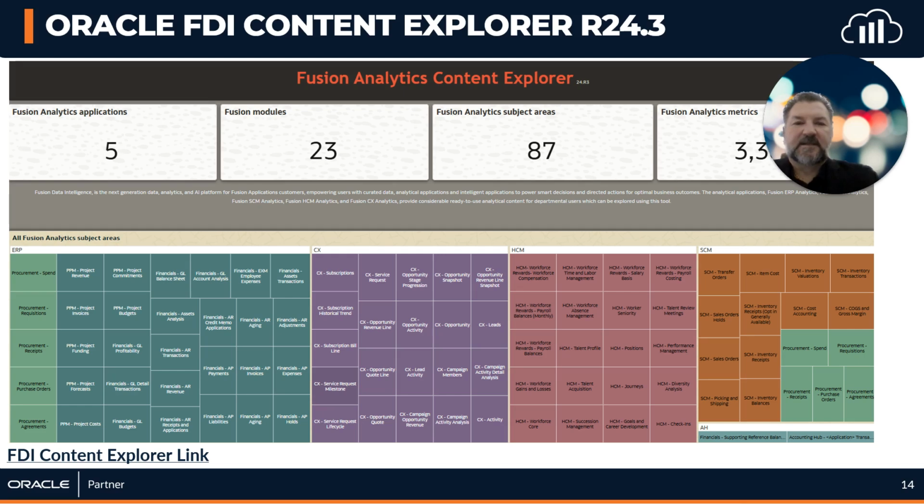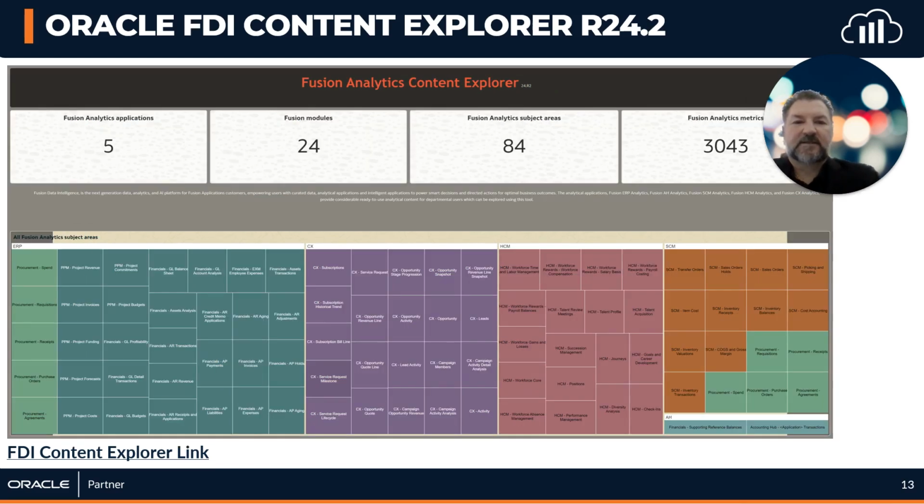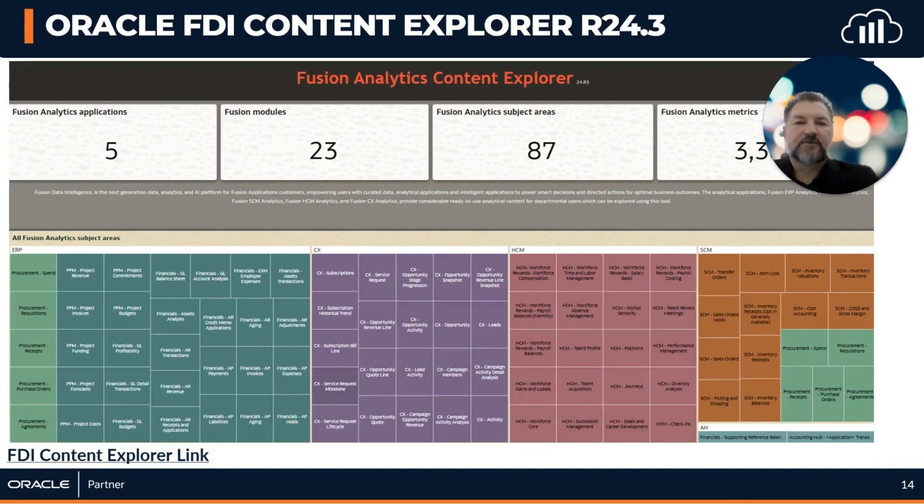This here again is the same thing. What it's meant to illustrate is that from Q2 to Q3, we saw over 300 metrics added to FDI. So again, this is updated on a quarterly basis along with Fusion applications, so you can continue to see this built out. Originally, it was produced with 4 application areas, and the most recent addition as of Q2 was the FAH, or the Financial Accounting Hub.